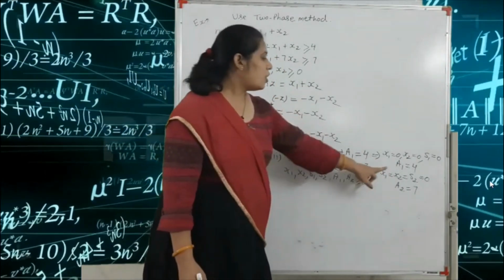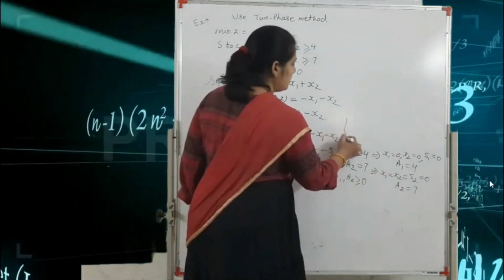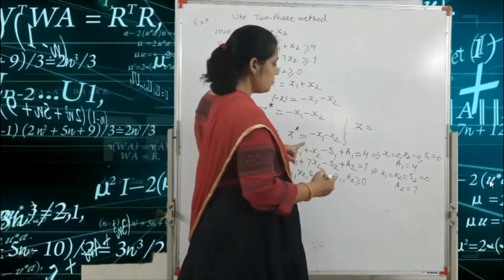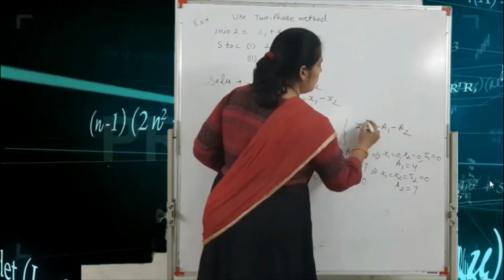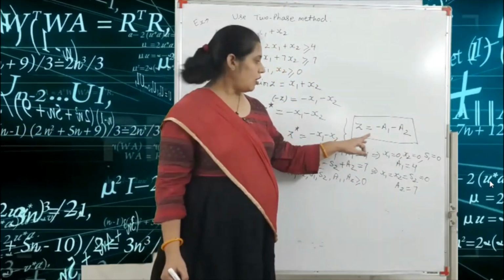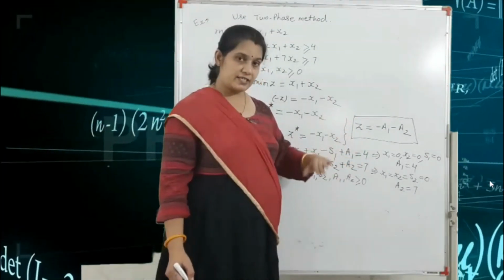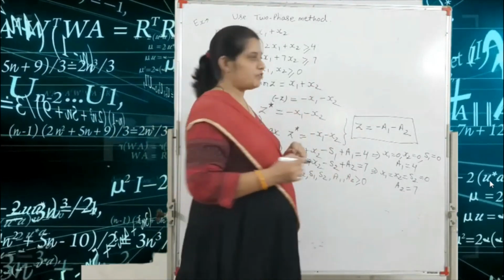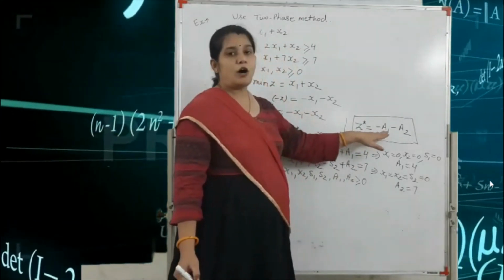According to these artificial variables, the objective function converts into maximize z equal to minus a1 minus a2. Our phase 1 depends on this objective function. Listen carefully: phase 1 depends on this artificial objective function, while z star is the original objective function.